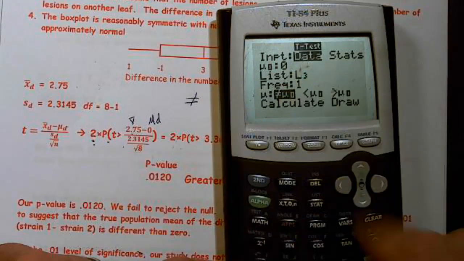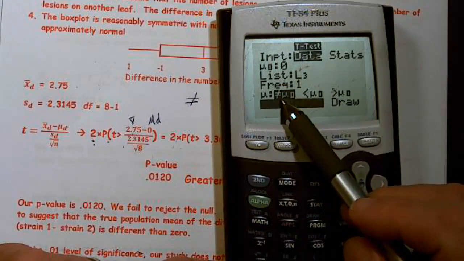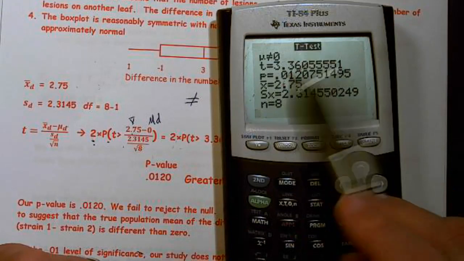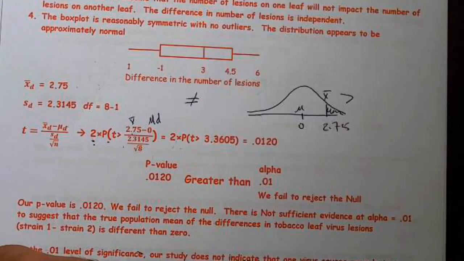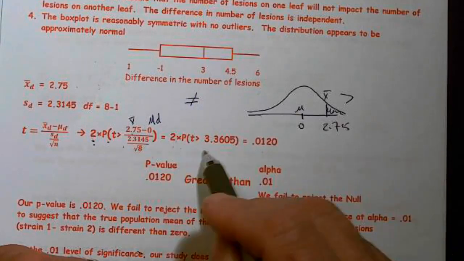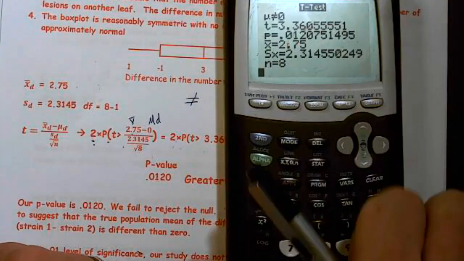My X list is L3, and I can go ahead and run this as a not equal to, and I end up getting my t statistic of 3.36, which equals 0.0121. Now the calculator automatically doubled it, so it's already doubled it for me, and I can prove that to you in just a second here.